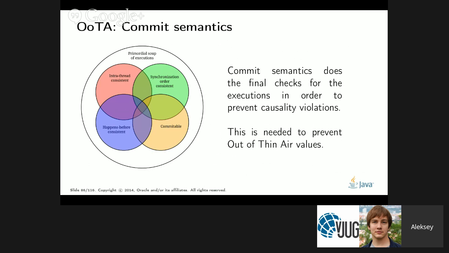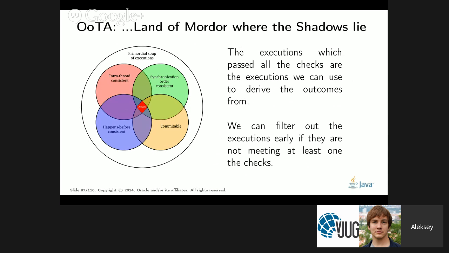So the commit semantics does these final checks on the executions to prevent causality violations. None of the checks before provides for the causality checks. This is needed to prevent causality loops and out of thin air values. So finally, if I want to see what executions can be used to reason about the outcomes of a particular program, only the executions which match all these rules are plausible, and are the executions that I may use to justify the program behaviors.